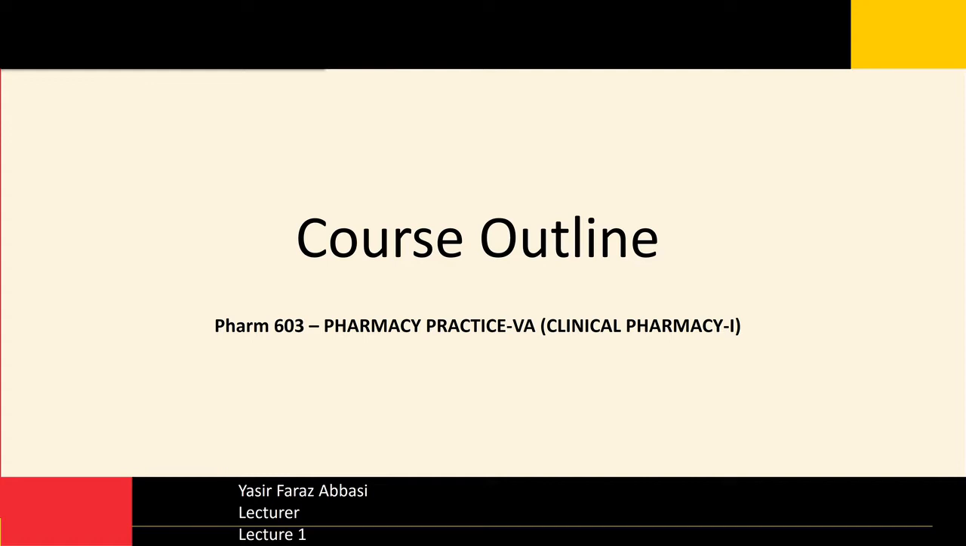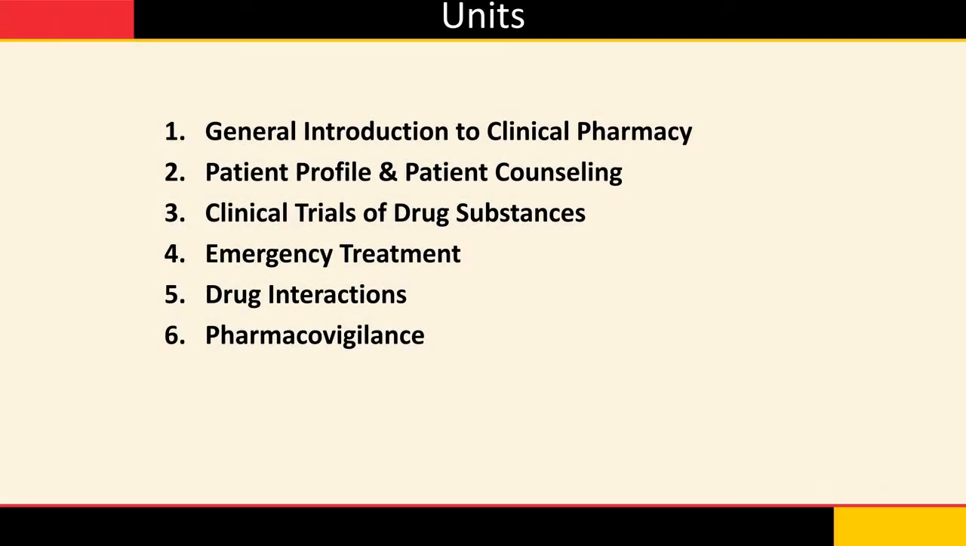This is our first online lecture, and we will see the outline of the course Clinical Pharmacy for first semester of 4th Professional. In this course we have 6 units. Each unit is further divided into multiple subtopics. In General Introduction to Clinical Pharmacy, we will have the orientation of clinical pharmacy profession. We will discuss and understand various terms and definitions which are related to the theory and practice of clinical pharmacy.